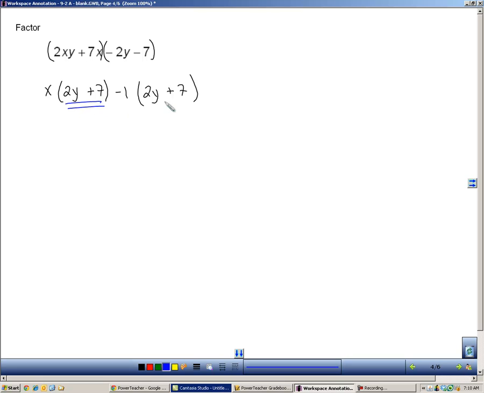Now because these two groups match, I'm going to pull those out as my new GCF, 2y plus 7, and what's going to be left? An x minus 1.